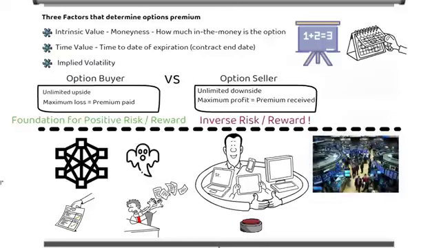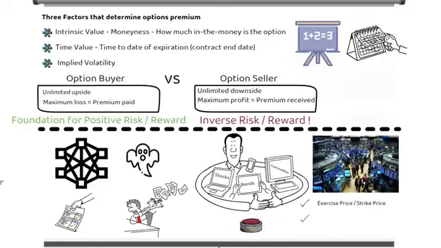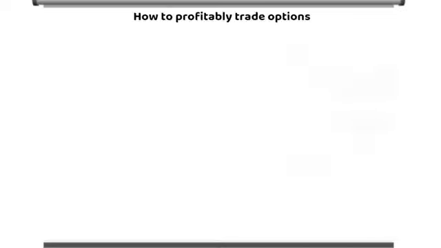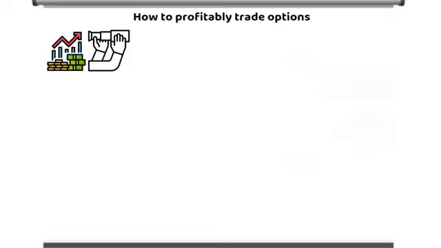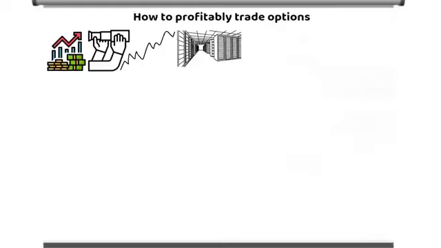All you have to do is pick the asset you want to speculate on, pick the exercise price or strike price, and pay or receive the premium quoted on the exchange. Next comes the real art: how to profitably trade options. Trading any instrument requires a mechanism to foresee the movement in the price. This mechanism can be based on quantitative factors like charts and data, or on qualitative factors like sentiments.